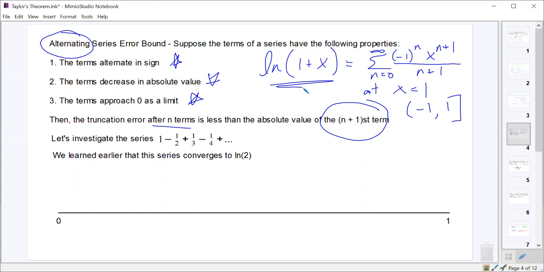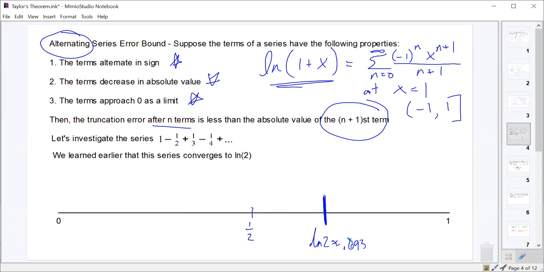All right, so we know that this converges to the natural log of 2. Somebody give me a reasonable approximation for the natural log of 2. It's like 0.693 something, I think. I'm just ballparking it here. Okay. There's a half. 0.693. Let's see, that'd be right there. So this is our true value, natural log of 2, which is about 0.693.